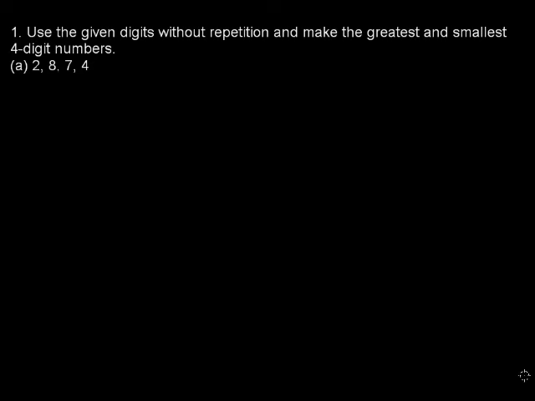This question says, use the given digits without repetition and make the greatest and smallest 4-digit numbers. We have been given 4 digits, that is 2, 8, 7 and 4, and we have to form the greatest and the smallest 4-digit numbers using these digits. There is a condition in that we cannot repeat any digit. We have to use a single digit only a single time.